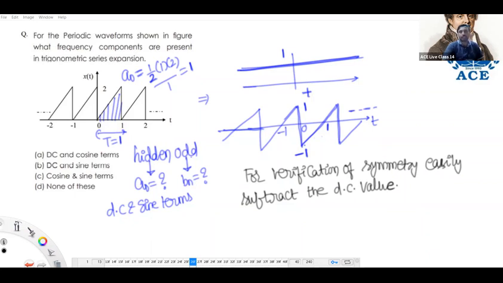So this is a technique. Whenever you want to check the symmetry in an easy manner, remove the DC. I'm moving to the next slide.